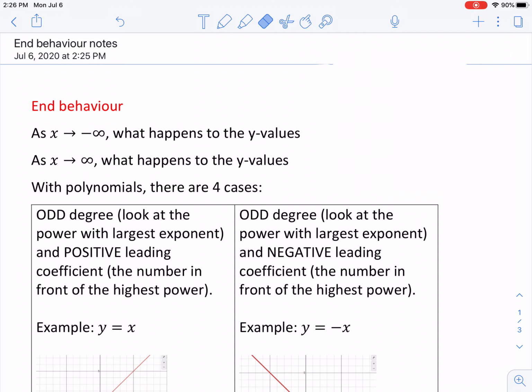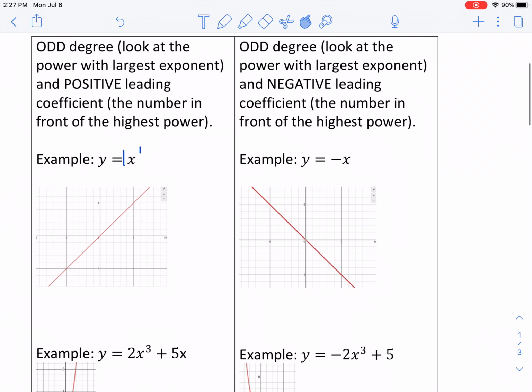So the possibilities, if you have an odd degree, what I mean by the odd degree is just look at the highest power and the exponent on that power, and if it's an odd number, then it's an odd degree. So x to the 1, or just x, that would be an odd degree. And it has a positive leading coefficient, so if I have just a 1 in front, it's positive. Then we can think about what's happening with just the line y equals x, and the end behavior will be the same for even the more complicated odd degree and positive leading coefficient cases.